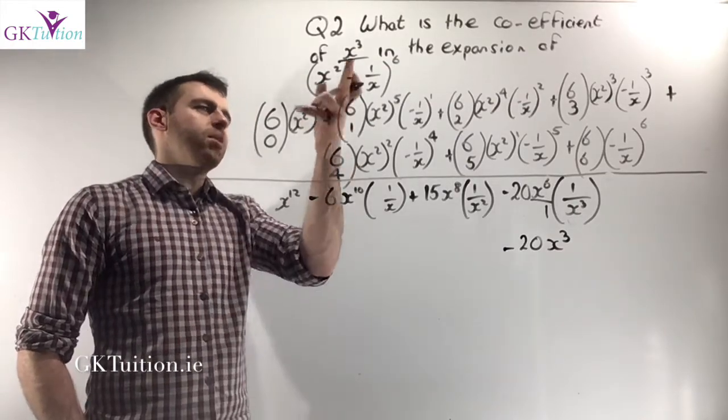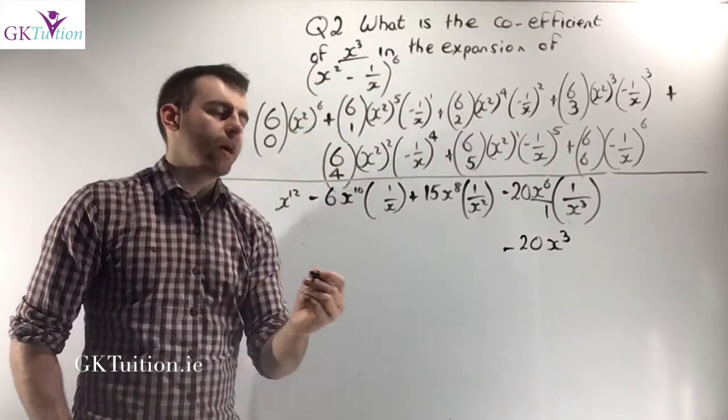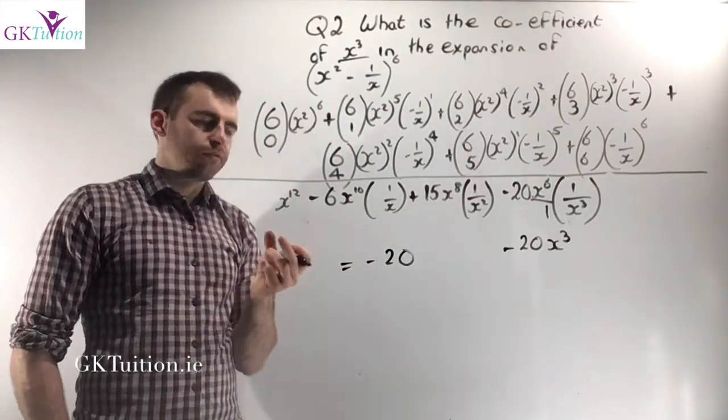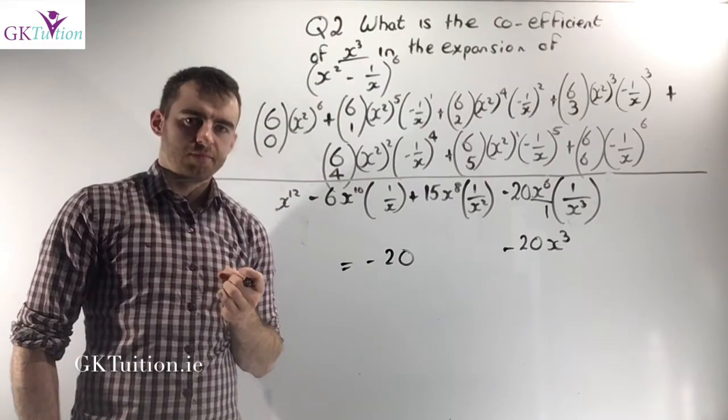Now the question asked me, what is the coefficient of x cubed in the expansion? So your answer in that case, the coefficient is minus 20. The number in front of the x cubed is just minus 20.